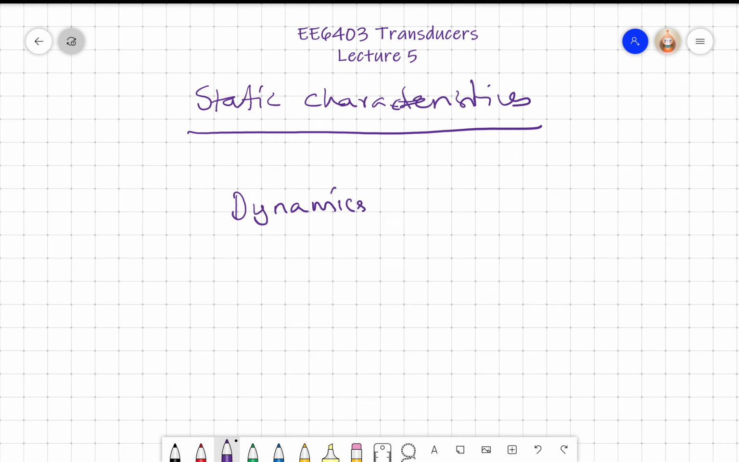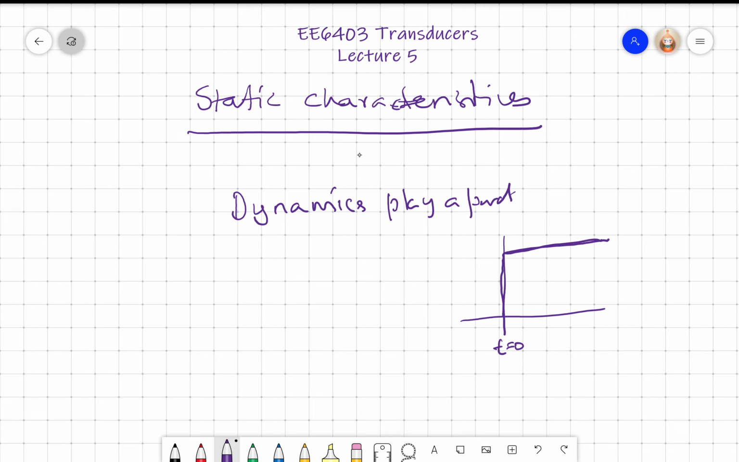Even in the static characteristics, the dynamic aspects play a part. Even if I have a constant input, at some point I am going to apply that input to my transducer. So I have what is known as a step input. DC also comes into the picture because at some time I will just switch it on.